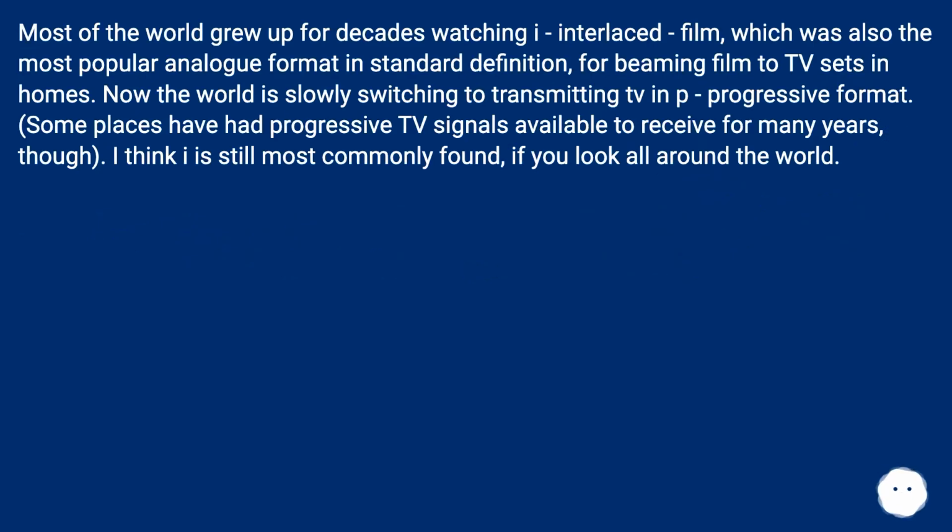Most of the world grew up for decades watching I, interlaced, film, which was also the most popular analog format in standard definition for beaming film to TV sets and homes. Now the world is slowly switching to transmitting TV in P, progressive format. Some places have had progressive TV signals available to receive for many years, though. I think I is still most commonly found if you look all around the world.